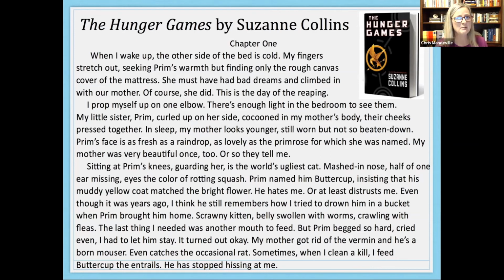All right, we're going to talk about many of the components on that first page, which is why I read the whole thing to you. But focusing now on that first line. "When I wake up, the other side of the bed is cold." Is that a great first line? Is it even a good first line? I would argue that it's not, but this is an international bestseller. It's sold millions of copies. Clearly, something about this page works.